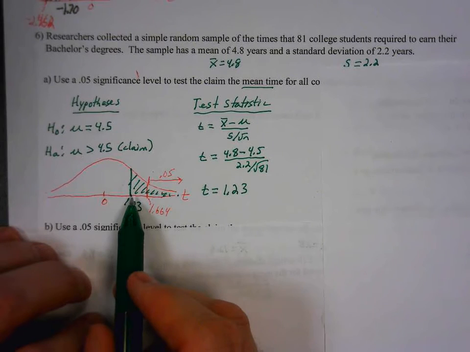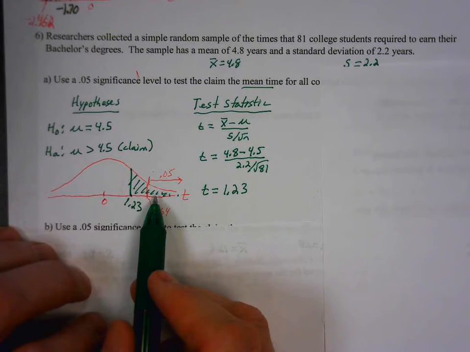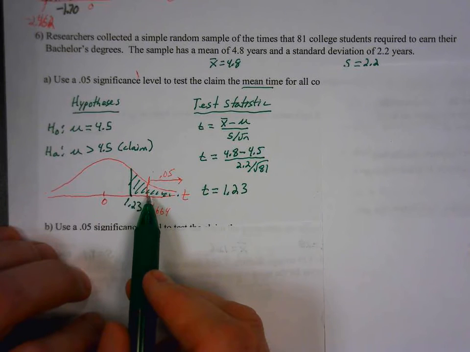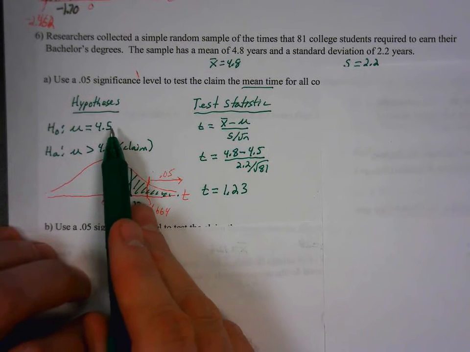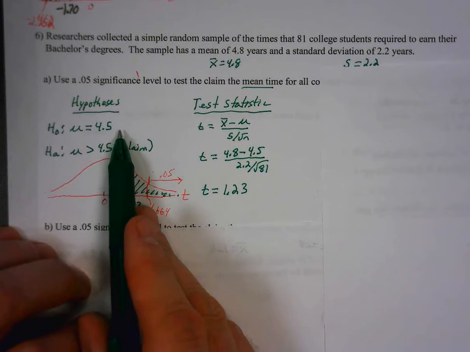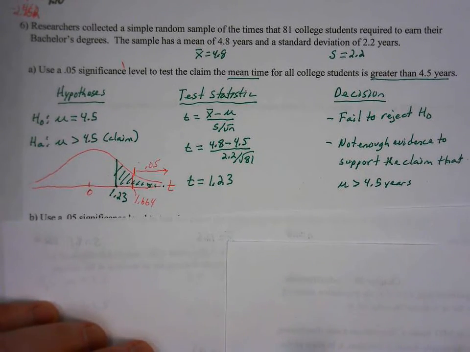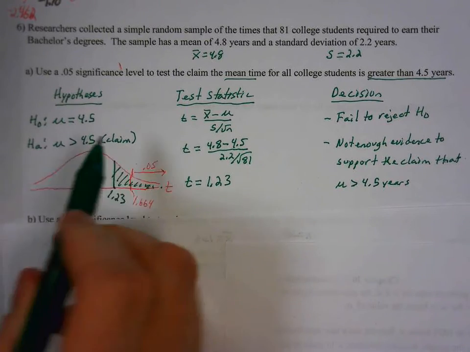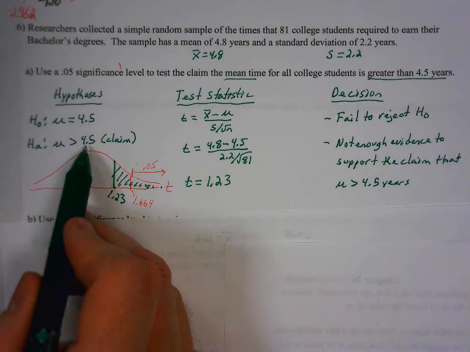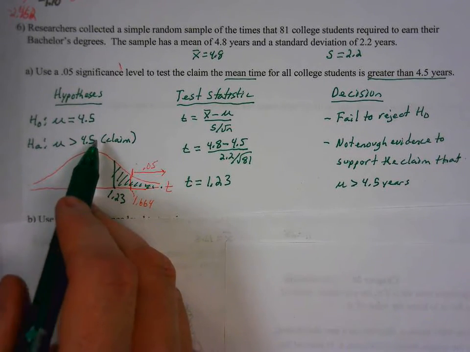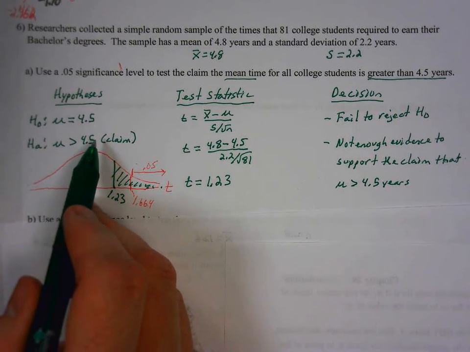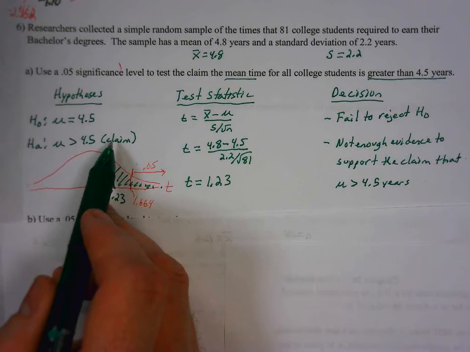We can see again that 1.23 is not far enough to the right or far enough away from the center to reject H0. So it looks like mu equals 4.5 was an okay assumption to make. We cannot reject that idea. So our decision is we fail to reject H0, meaning when we examine the claim, if we do not reject H0, then we cannot support the claim. Notice I'm not saying we reject the claim. We're just saying that we don't have enough evidence to support the claim. When you fail to reject H0, you're not rejecting the claim in this case, you're just failing to support it.